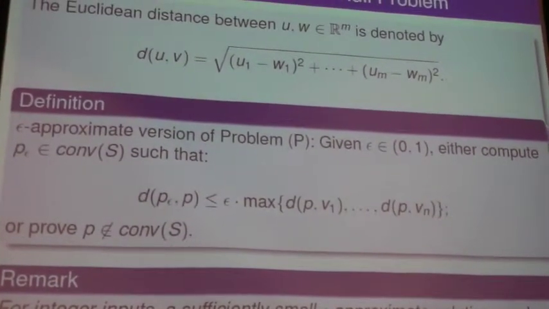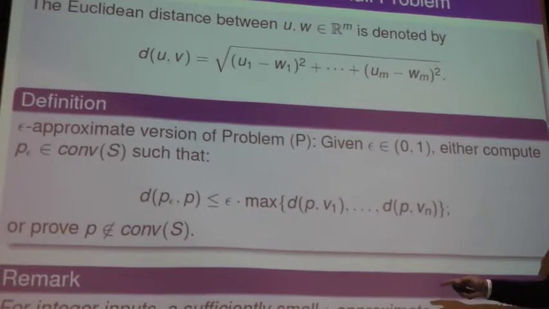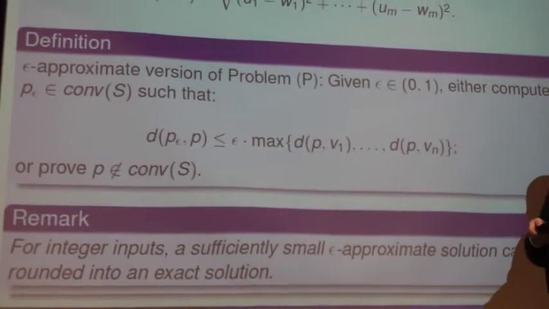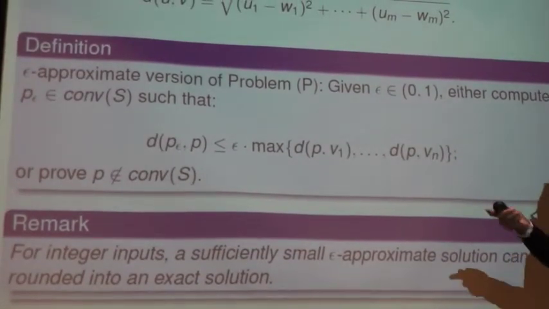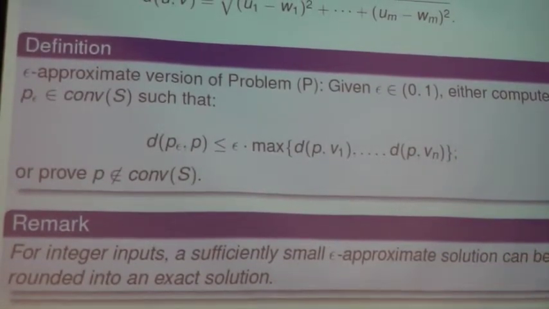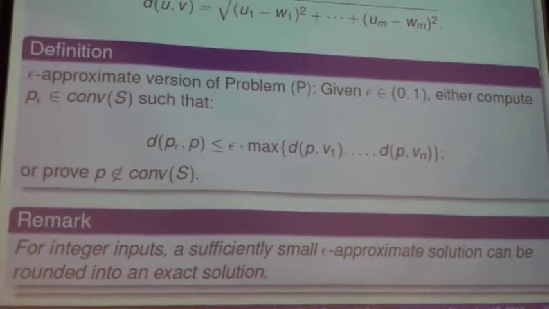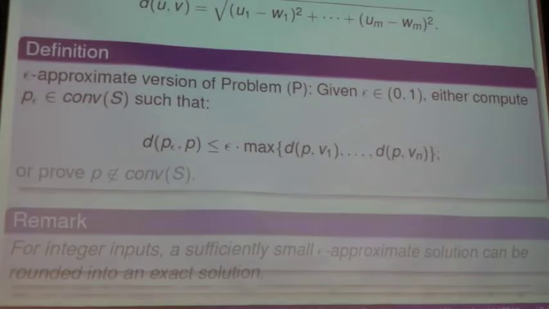Now, for integer inputs, a sufficiently small epsilon-approximate solution can be rounded into an exact solution. So all polynomial-time algorithms would come up with a process that would sort of massage this approximate solution into an exact one.